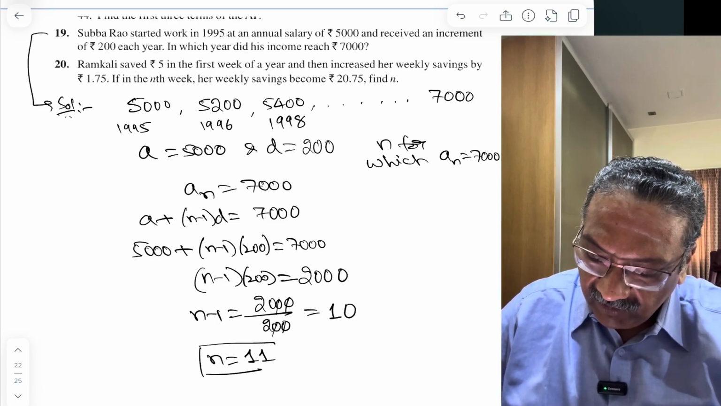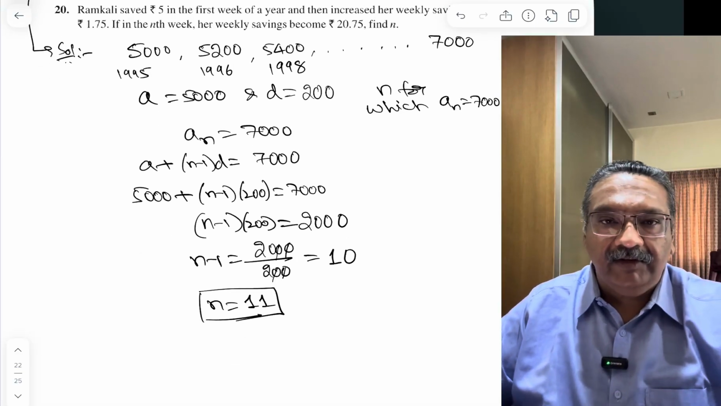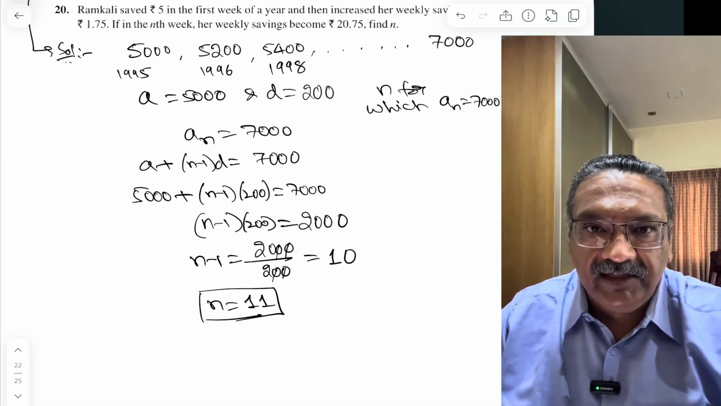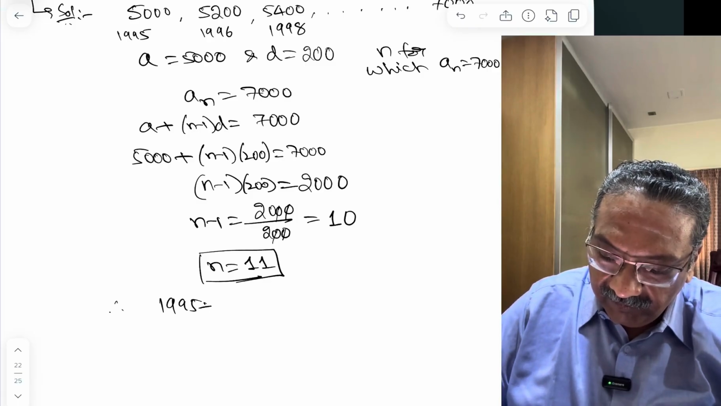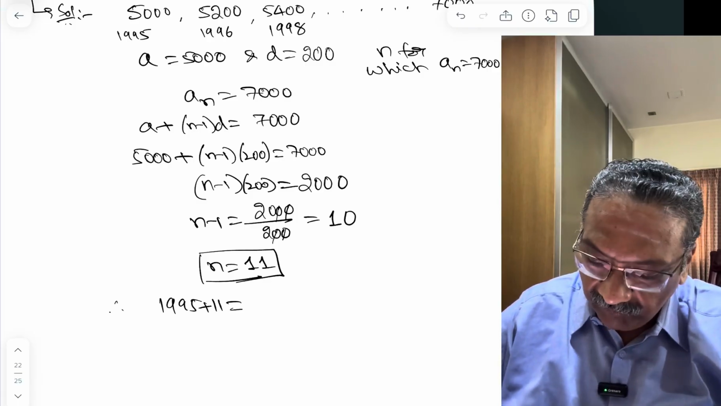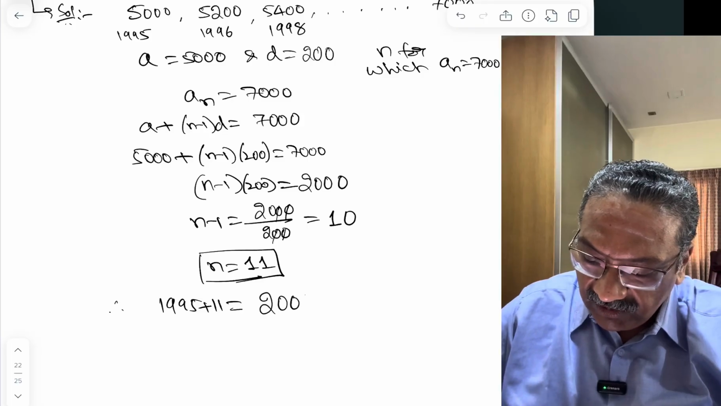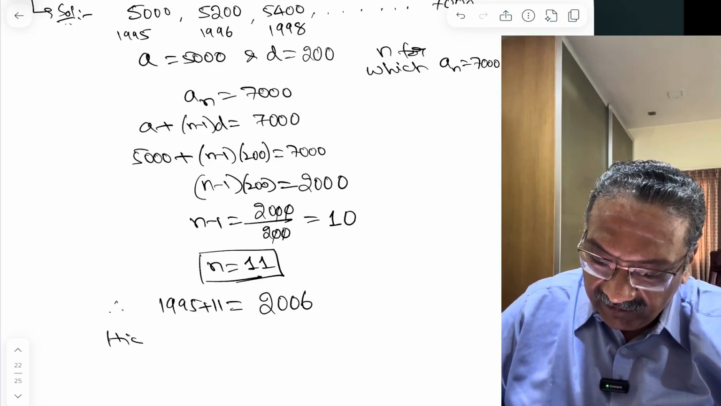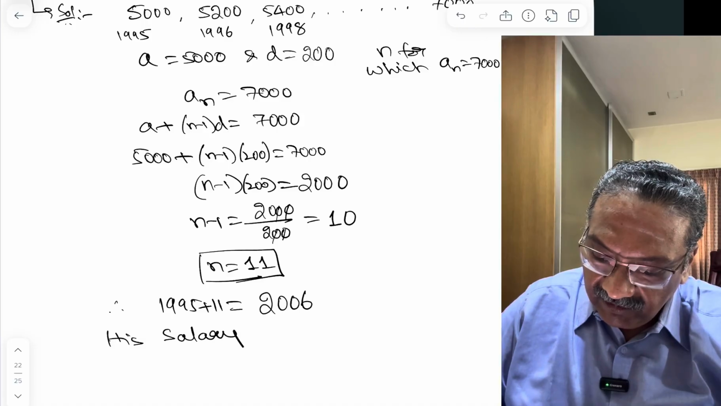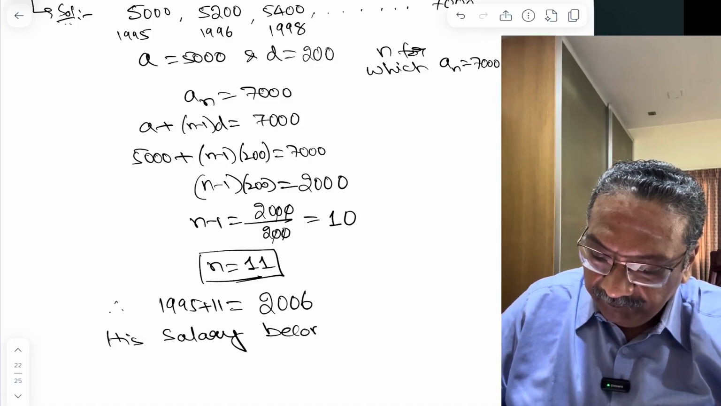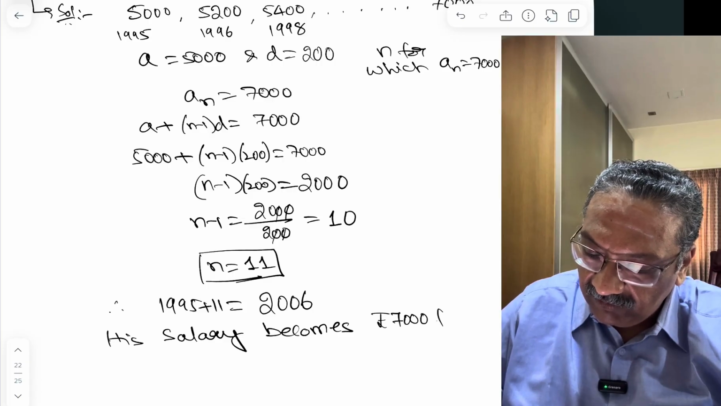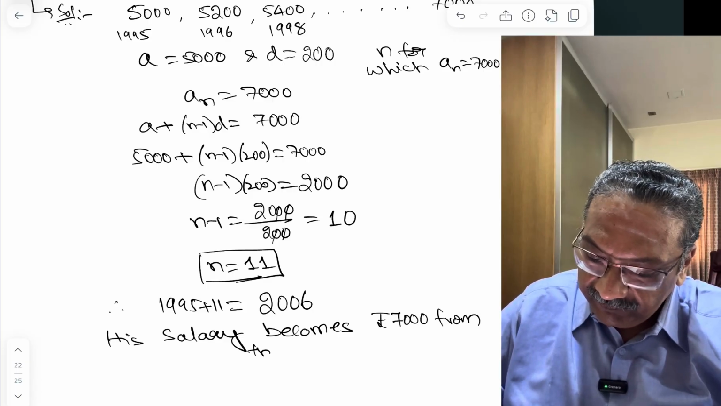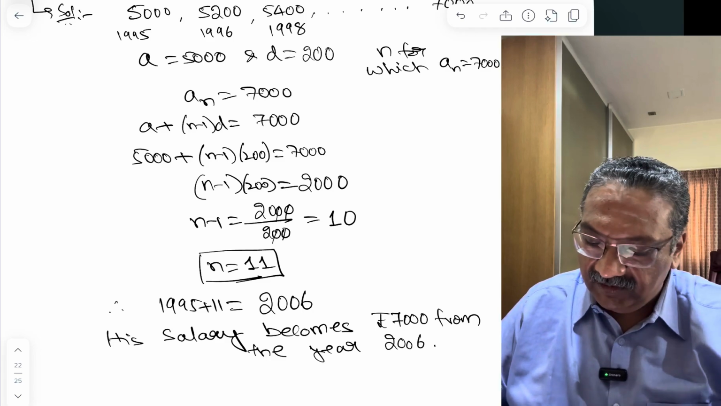n is 11. So you have to add 11 years to 1995. Therefore 1995 plus 11 is equal to how much? 2006. You have to write this sentence: his salary becomes rupees 7,000 from the year 2006.